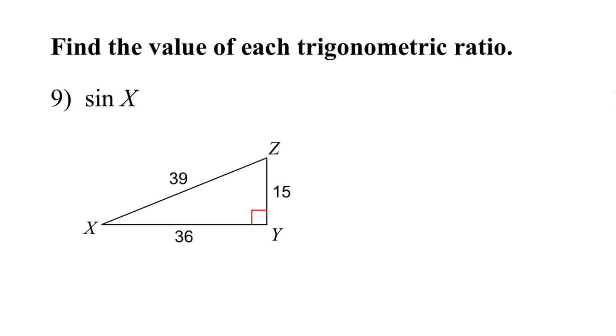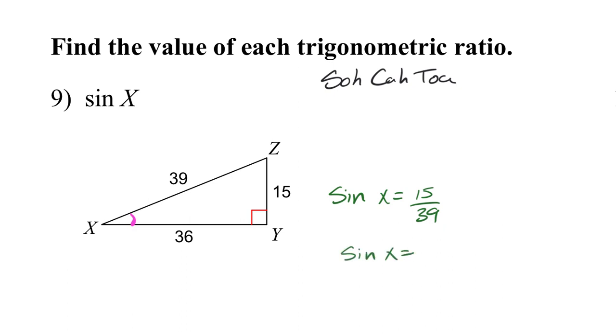The next part says find the value of each trigonometric ratio. So remember that here we're using SOHCAHTOA. So let's start by finding sine. Sine is opposite over hypotenuse. So sine of x, it's important that I identify my angle, it is this one right here. So the opposite is 15 and the hypotenuse is 39. That means that sine of x equals 15 over 39. And in this case, I can simplify that by 3. So I get 5 over 13.